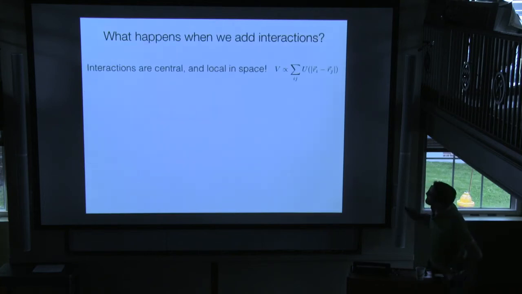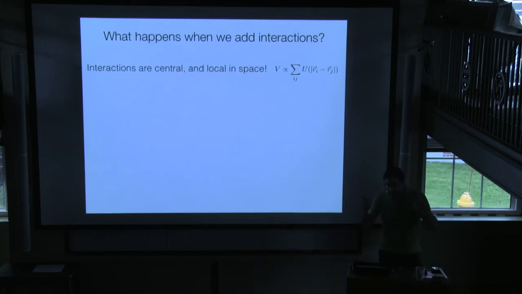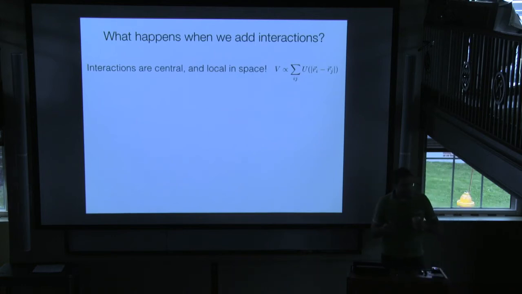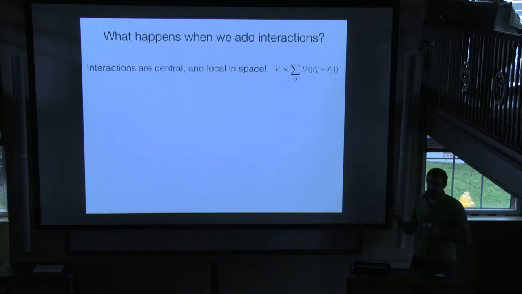Good. Okay. So what happens when we add interactions between the particles? Well, I want these interactions to be sort of central. That is to say, they should be along the axis between the particles. That's rule number one. And rule number two is I'd like them to be, in some sense, local in space. So that is to say, as the particles move apart, the interaction energy goes to zero. So they can be attractive or repulsive.